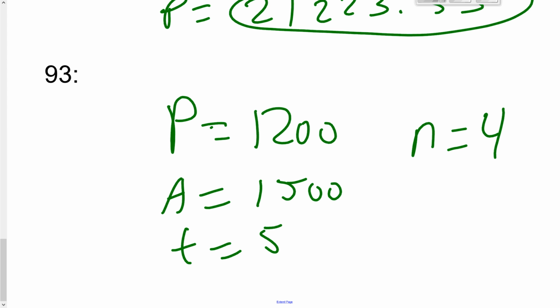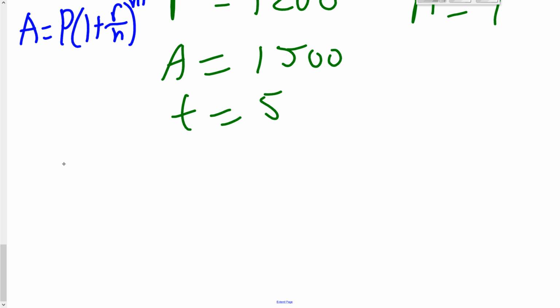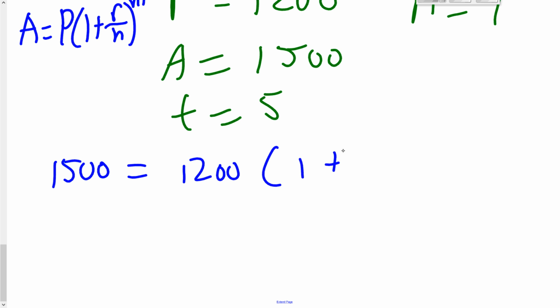So now we know which formula we're going to use because it said quarterly. It's going to be this one. So we can enter in all our information. So A is 1500, P is 1200. We don't know our rate, so we leave it as R. What did it say? The number of times was 4, quarterly, and then 4 times years is 5.